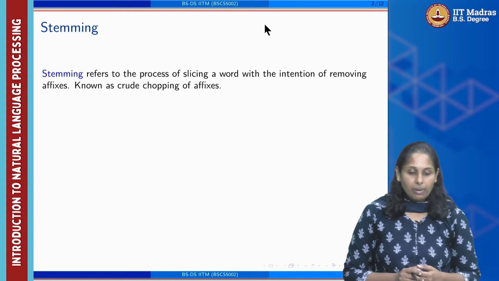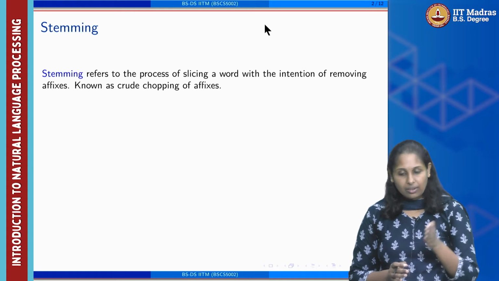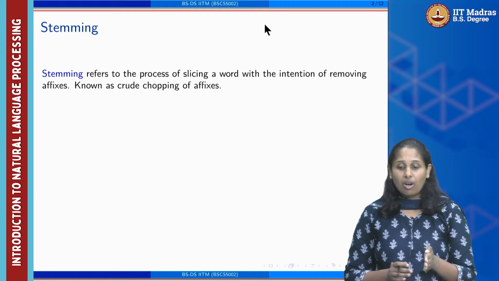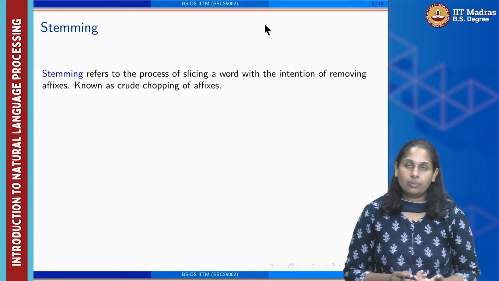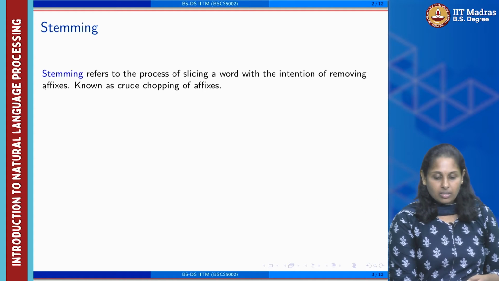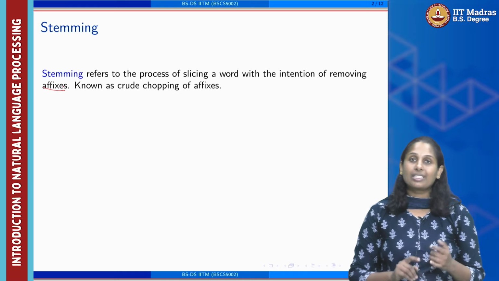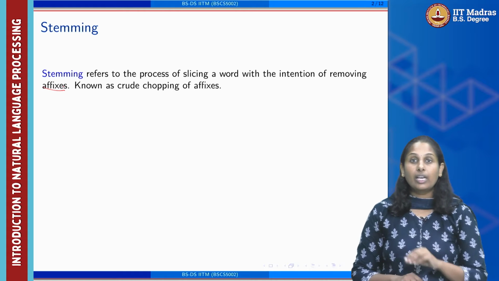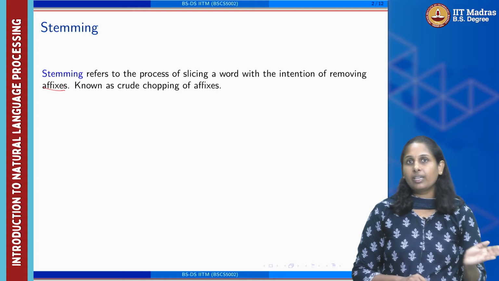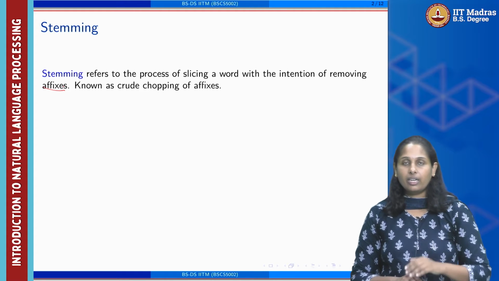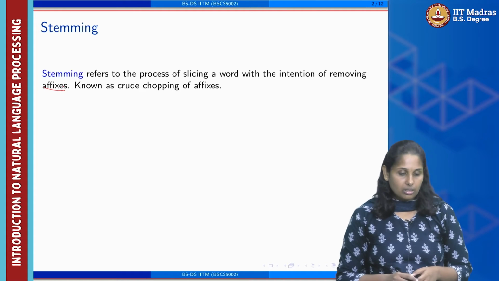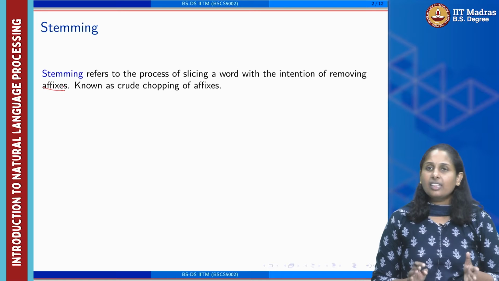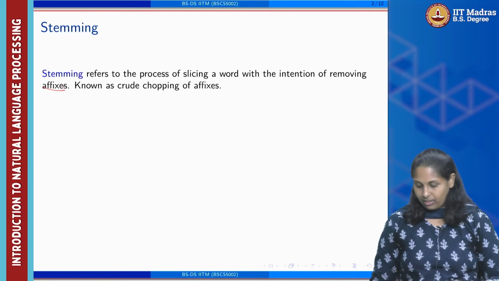Now, what is stemming? It refers to slicing the word with the intention of removing the affixes. So, what are these affixes? Affixes in languages can be a suffix, which is added later, at the end of the word. It can be a prefix that is added in the front of the word, the two popular affixes. Now, it is nothing but crude chopping of affixes.